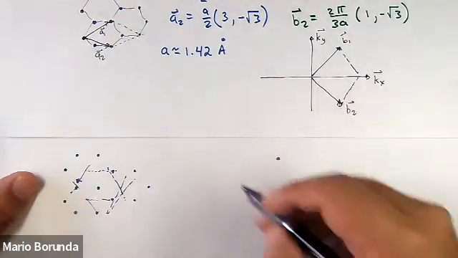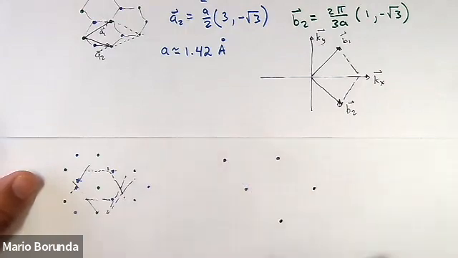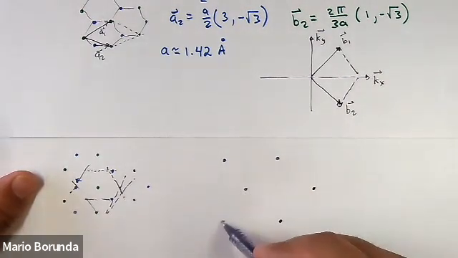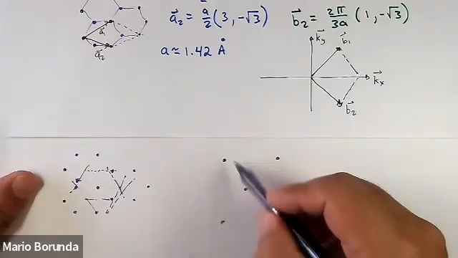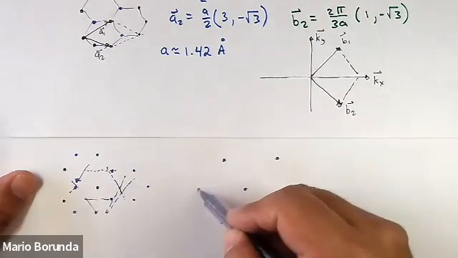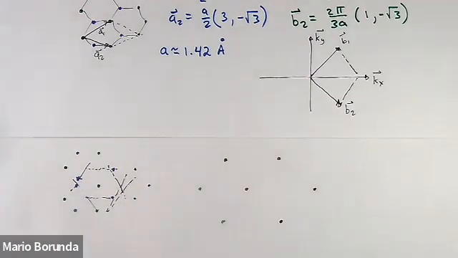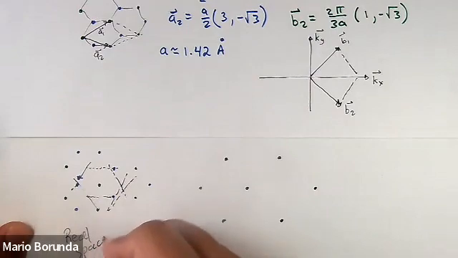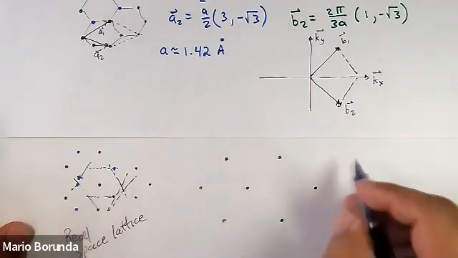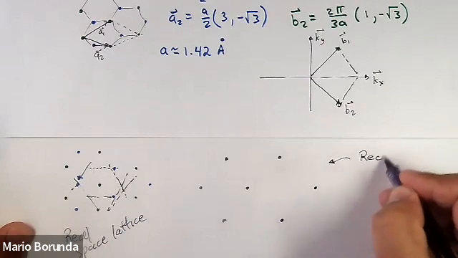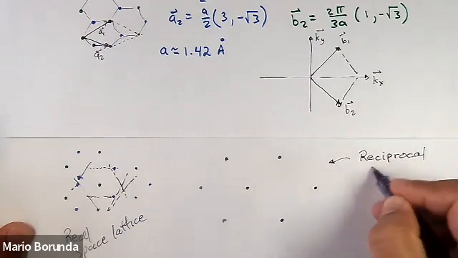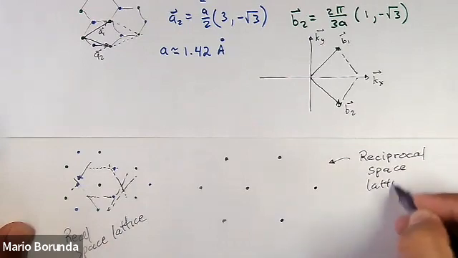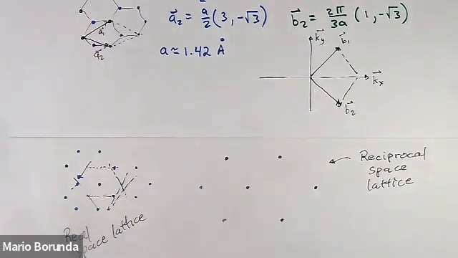If I keep going, negative B1 is probably going to be over here. Negative B2 is probably going to be over here. Negative B1 minus B2 is probably going to be over here, and such. So now you see what I have. Those are points. So these guys are in real space, and these guys are my reciprocal space lattice. So in real space, we get a hexagon.